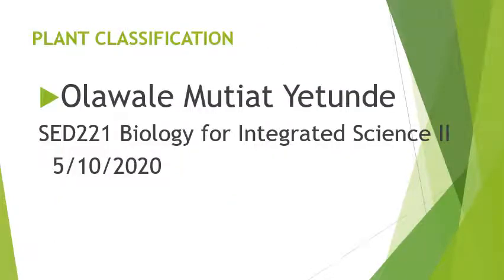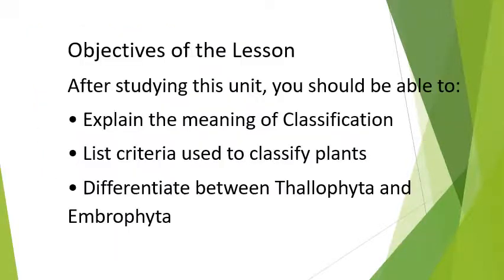In our class SCD 221 Biology for Integrated Science 2, today we are going to treat plants classification. Today's date is 5th of October, 2020. Objectives of our lesson are to explain the meaning of classification. The second one is to list the criteria used to classify plants. And the third one is to differentiate between Thallophyta and Embryophyta.